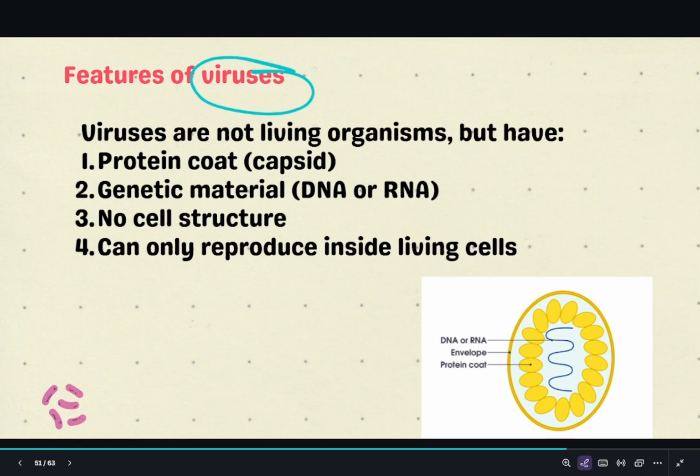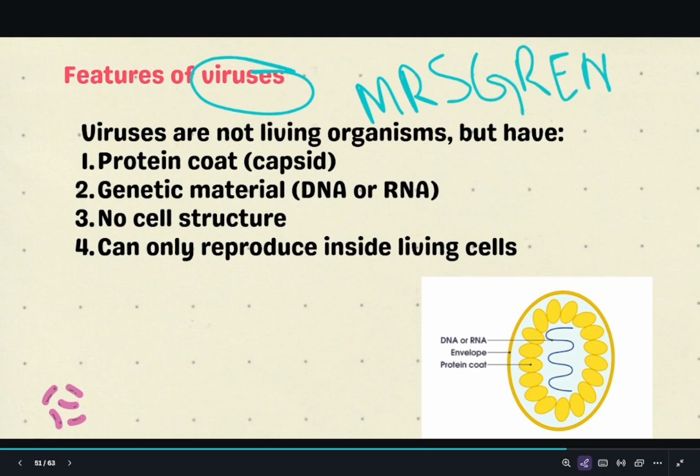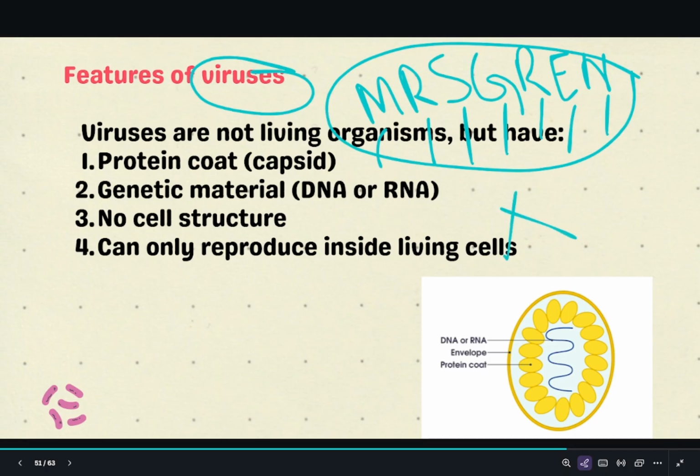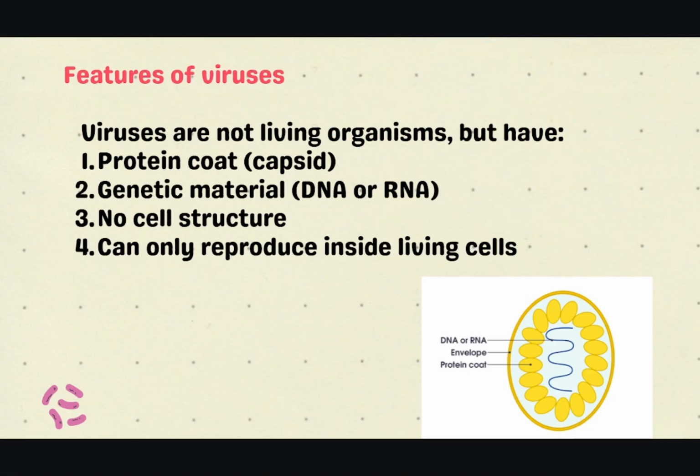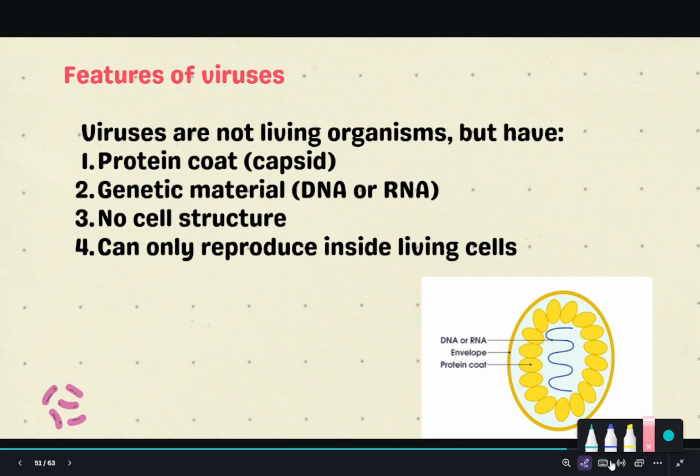Why? Because they do not carry out these 7 characteristics: movement, respiration, sensitivity, growth, reproduction, excretion, nutrition. They do not carry out any of these things. And that's the reason why scientists have not placed viruses in any of the 5 kingdoms. But then why do we see viruses? If they're not living, they shouldn't be present, right?